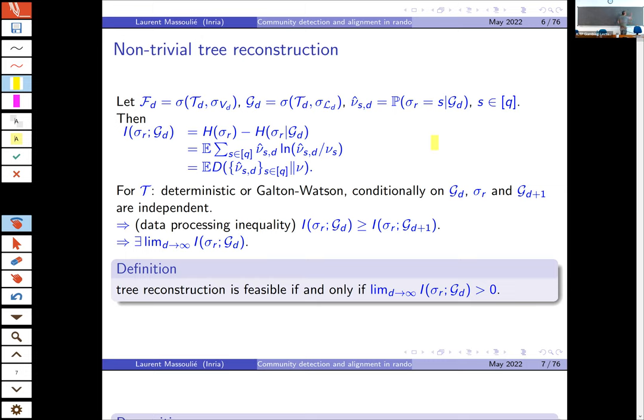because if you look at, you have the root R here, its spin sigma R, then you look at the tree down to depth D, and then you have node I here and sigma I. Given our probabilistic mechanism for transmission, there is such a conditional independence diagram. So if I knew the spins at generation D, then what happens at generation D plus one is conditionally independent from the spin at the root.